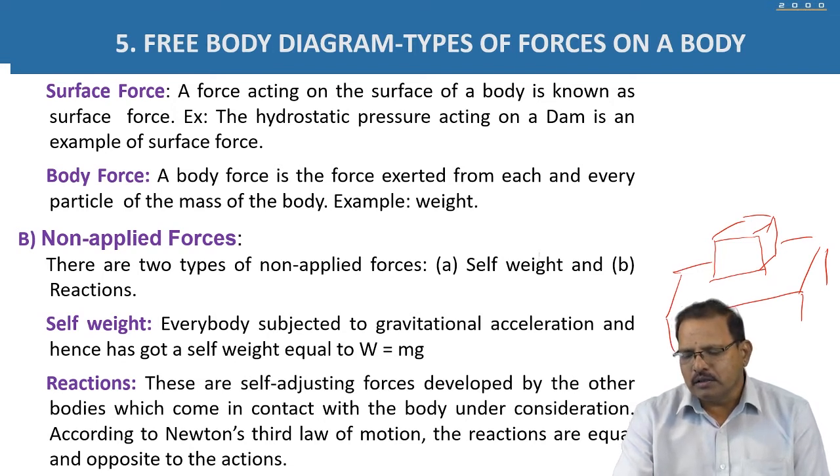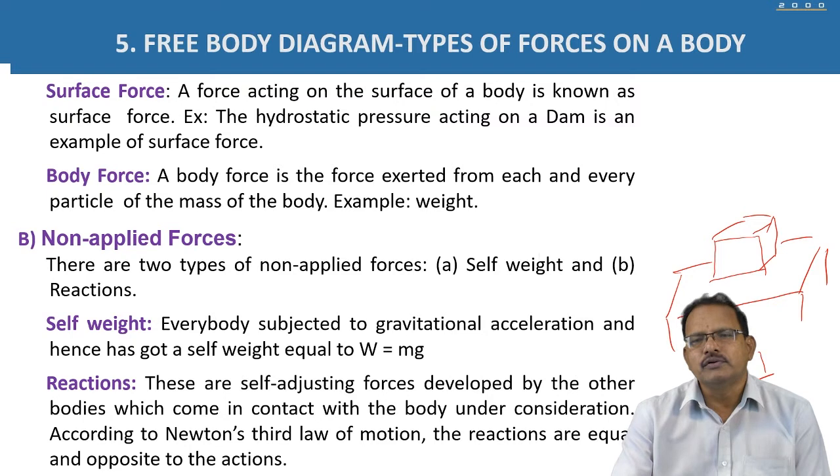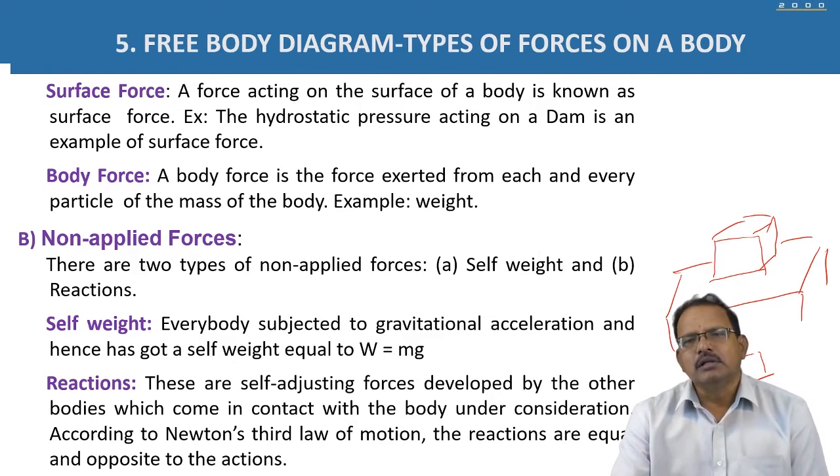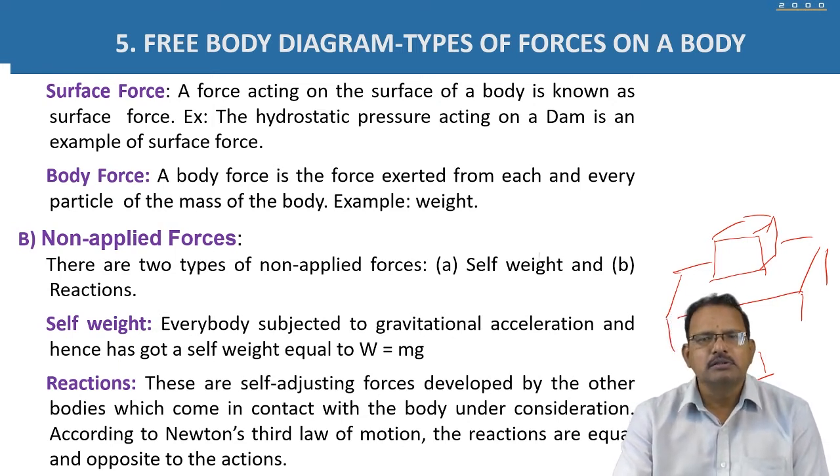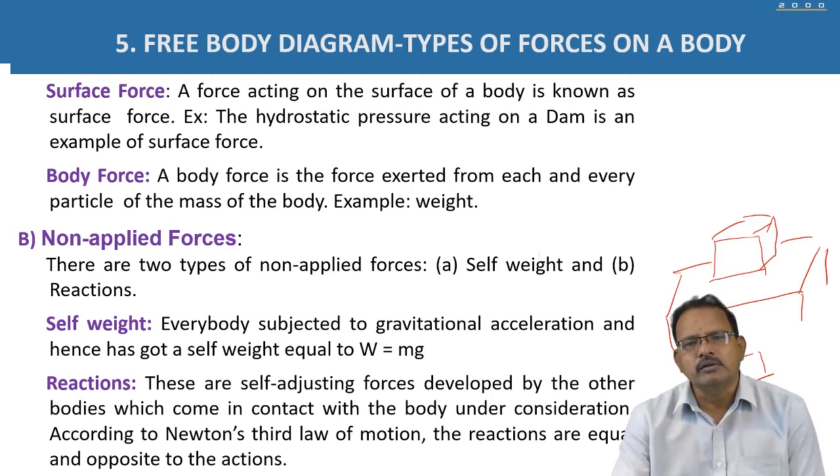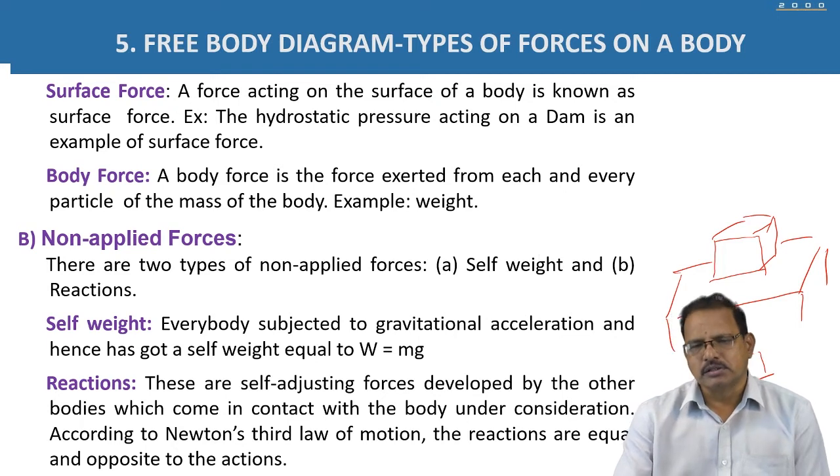We can represent it as such: the weight is acting in the downward direction. The reaction force offered by the surface of the table is acting in the upward direction. Both are equal in magnitude and acting in opposite directions. The force exerted by the table on the body is treated as a reaction. The force exerted by the body on the surface of the table is treated as an action. The action and the reaction are both equal in magnitude and act in opposite directions.